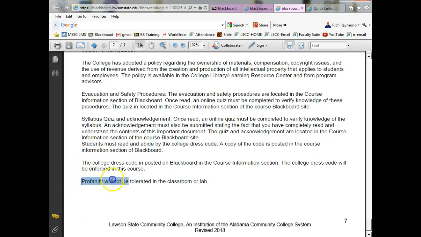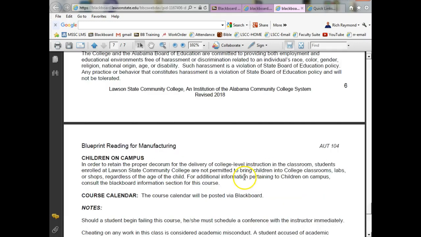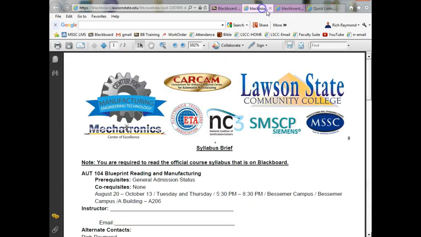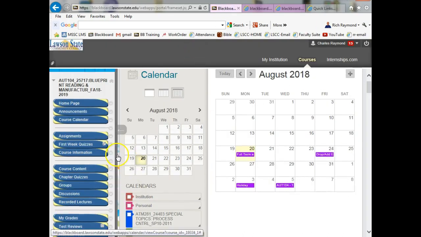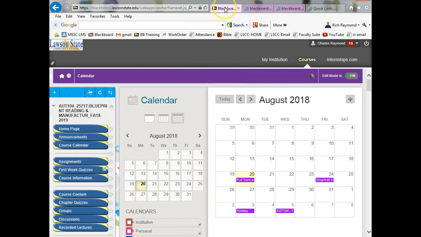And also, we don't use profanity in my classroom, so if you're into that. So that's basically the syllabus on just about both classes. I'll zip over to the other class real quick, and it's almost the same, except the Blackboard site is just a little different.